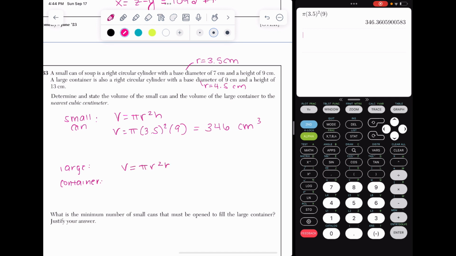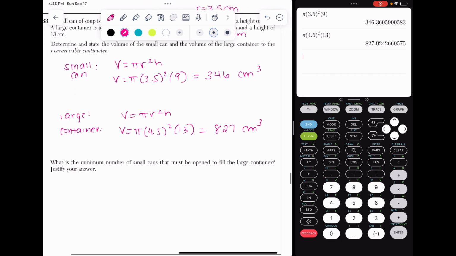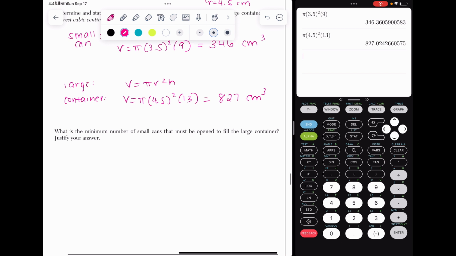And here's the large container. 4.5 for this radius, 13 for this height. And this one to the nearest cubic centimeter comes out to 827. Okay, now there's a second part to this question. It says, what is the minimum number of small cans that must be opened to fill the large container?